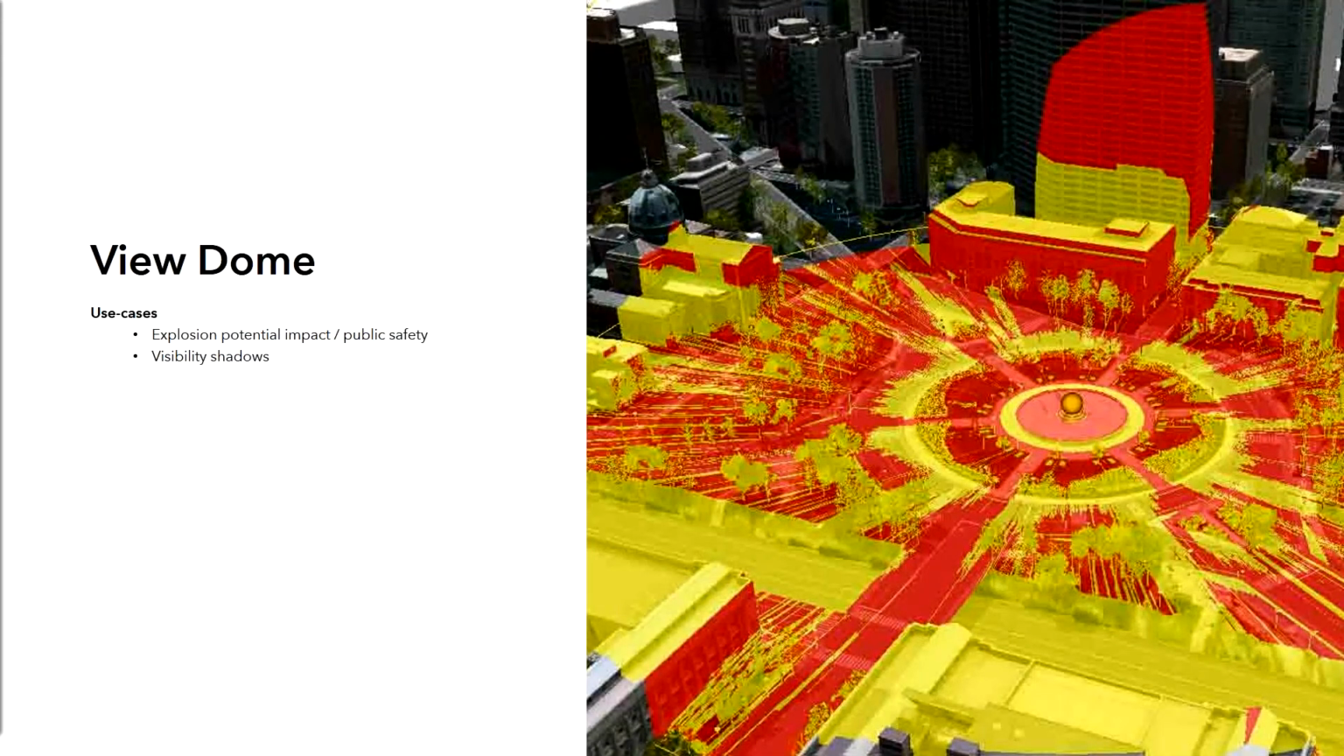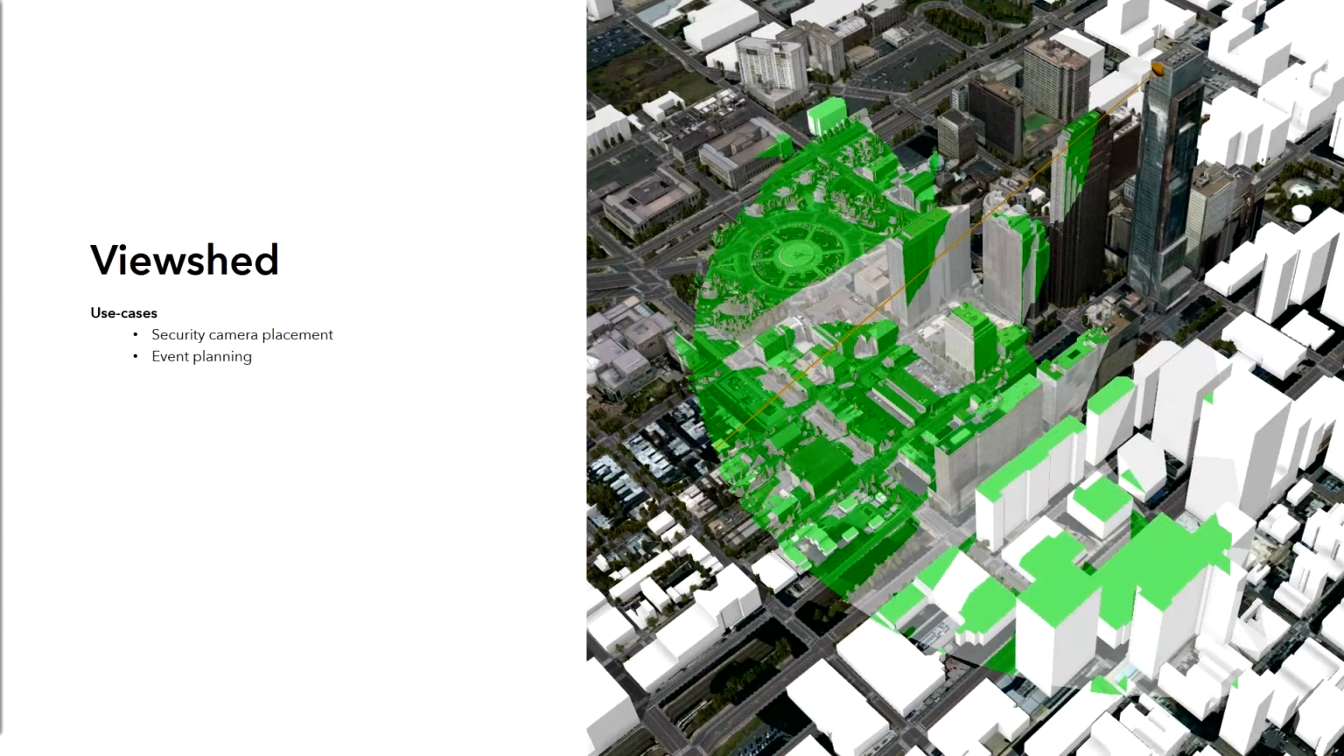The second tool is called View Dome. This tool gives you a 360-degree visibility from a single spot. It can work with multiple points to show where visibility coverage overlaps. And lastly, the viewshed creation tool shows visibility from a camera-like observer to a specified target. This allows you to identify visible and non-visible objects in a specified extent.